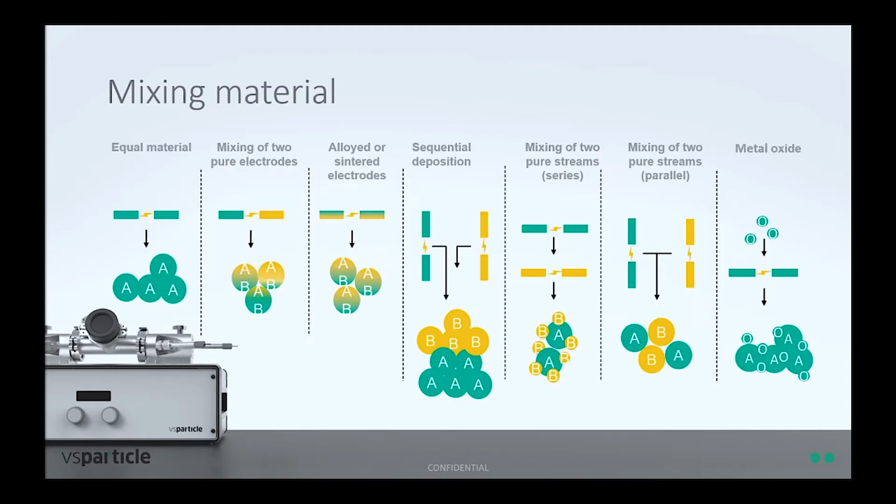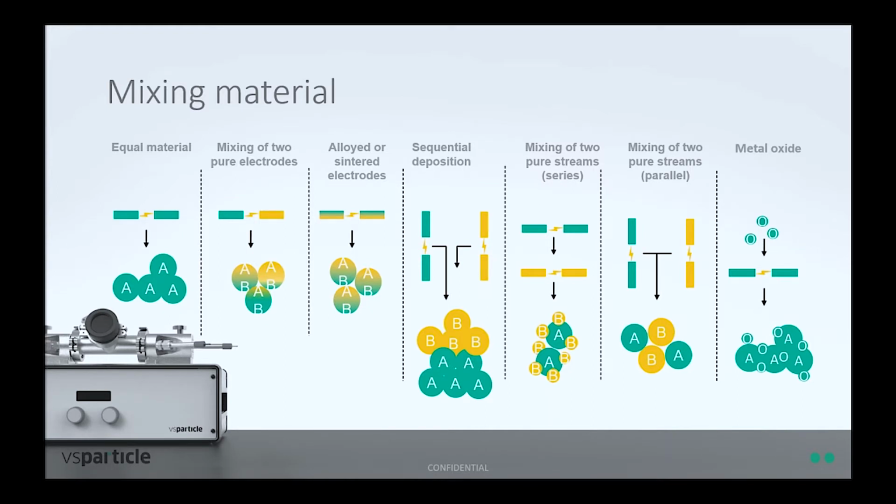Moreover, you have the option to mix material. So if you use 2 of the same electrodes, you get that material. But if you combine 2 different electrodes, you get a composite of those 2 materials. And you can also use alloyed electrodes.